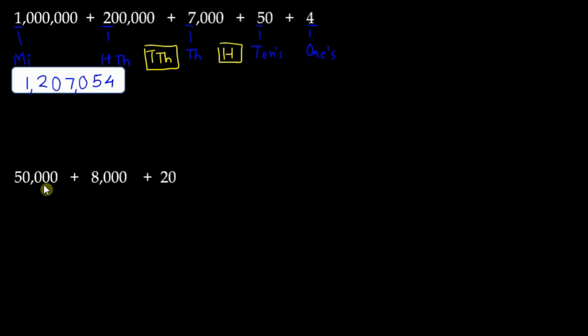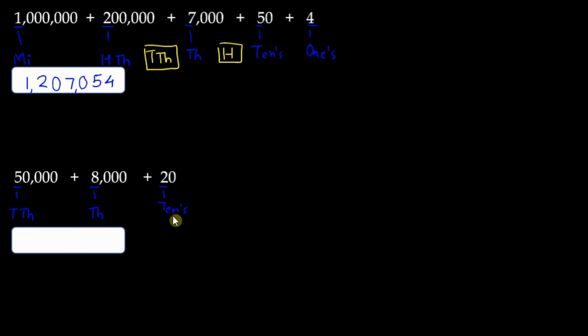Let's write standard form of 50,000 plus 8,000 plus 20. How about you pause this video and write the standard form of this number in the same way as we did in the above example. Now here from right, 20 is 2 times 10. So 2 is in the tens place. 8,000 is 8 times 1,000. So 8 is in the thousands place. 50,000 means 5 times 10,000. So 5 is in the 10,000s place.